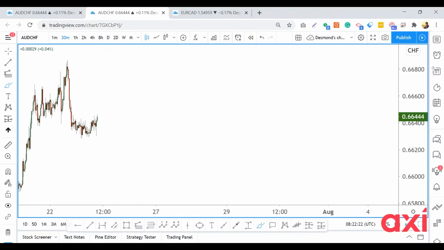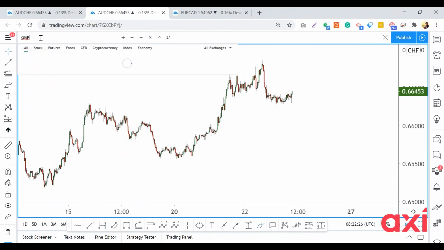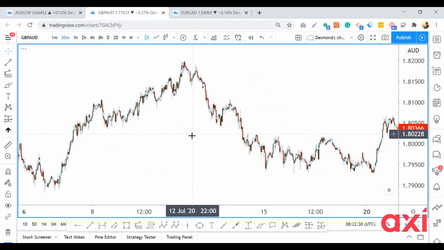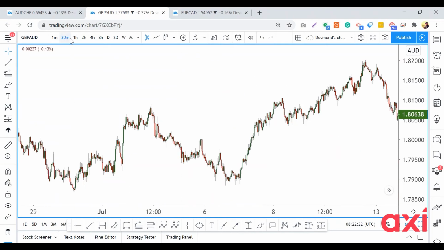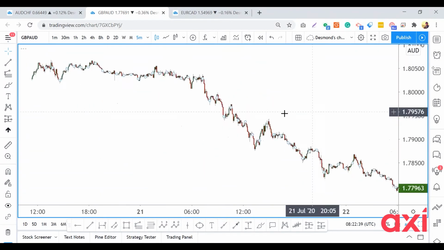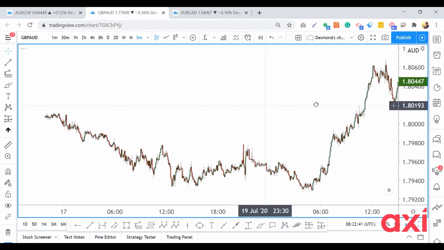Usually, when you're on the lower time frame, maybe we have something like pound Aussie, and on pound Aussie, most of you guys are on the 5-minute time frame. Actually, a 5-minute time frame is quite okay for pound Aussie.